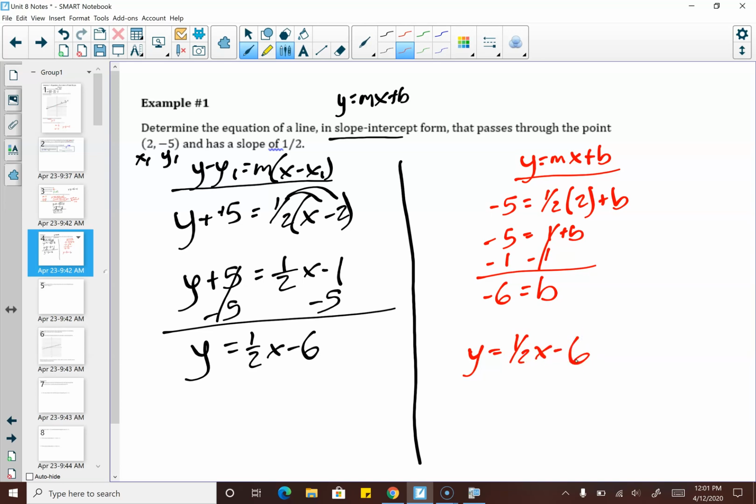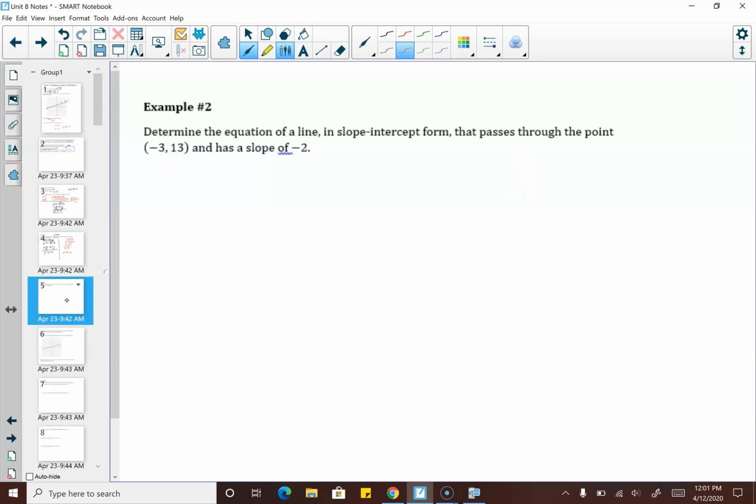Now this works out really well, especially because we have a really nice y-intercept. It's an integer. We don't have to worry about some crazy fractions or decimals that sometimes get created through this process. But there are two different ways for you to do the same problem, okay? What I'd like you to do is pause the video now and try example 2 on your own using either one of those methods, kind of up to you.